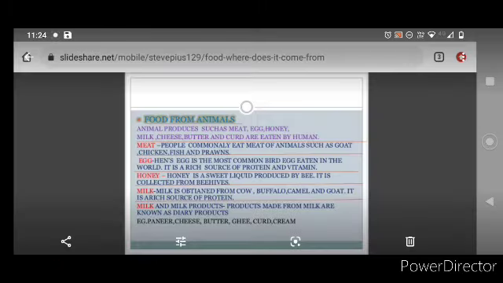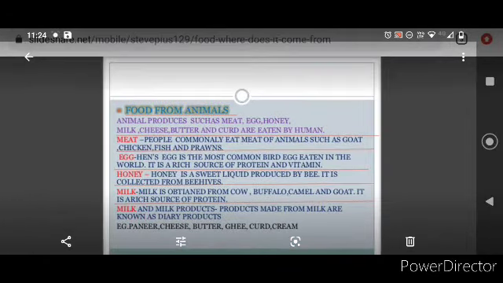Food from animals. What are the different foods we get from animals? Animal products such as meat, egg, honey, milk, cheese, butter, and curd are eaten by humans. Meat: people commonly eat the meat of animals such as goat, chicken, fish, and also prawns. Egg: hen's egg is the most common bird egg eaten in the world. It is a rich source of protein and vitamins also. But in some places they eat duck's eggs also, children.